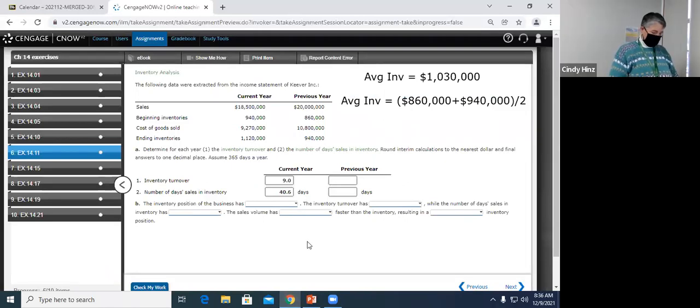So the average of 860,000 plus 940,000, and then divide that into our cost of goods sold. And then to find the number of days sales in inventory, just divide the inventory turnover into 365, rounded to 1 decimal place. Everybody good with those?